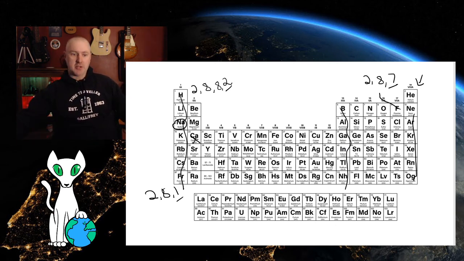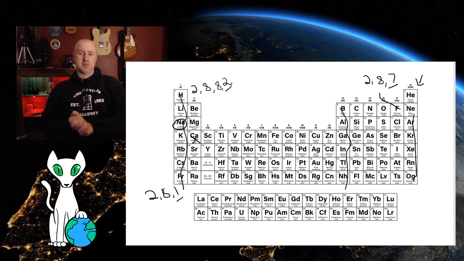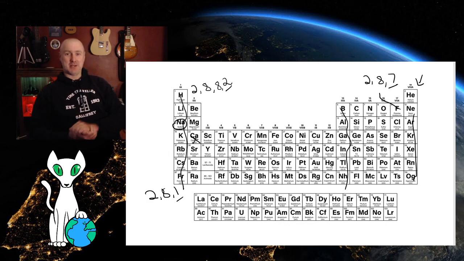Now, on the next lesson, I'm going to talk to you about isotopes and what isotopes are all about. But hopefully now you can write down the electronic configuration for any element even. And you'll also be able to link the group that something is in with its electron configuration.